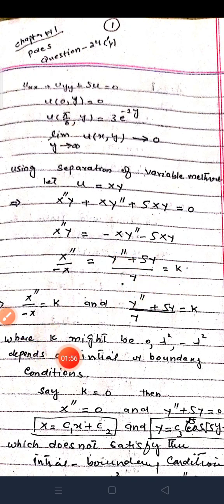Now what is the value of k? k might have three values: 0, lambda square, or minus lambda square. These values depend on the initial and boundary value problem conditions, on the physical system. Now say k is equal to 0, then what happens? We get X is equal to this much and Y is equal to this much, but these values do not support our initial boundary condition, therefore we cannot take k is equal to 0.